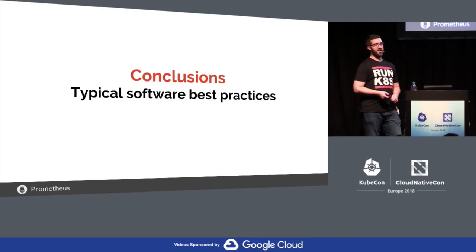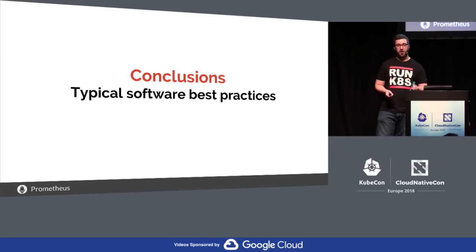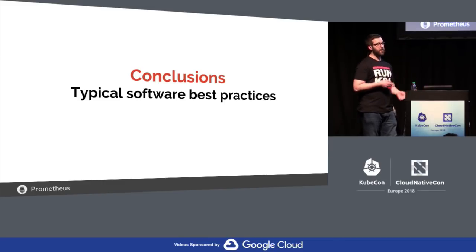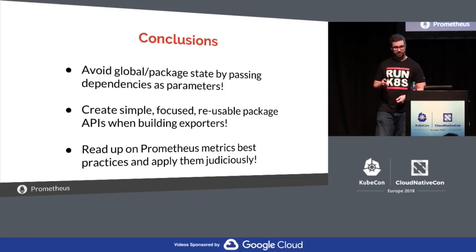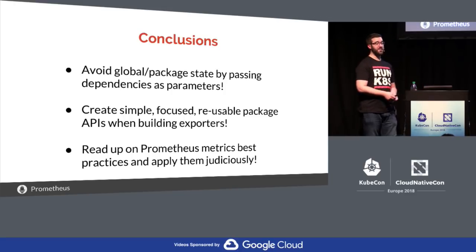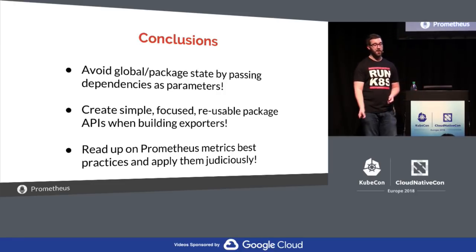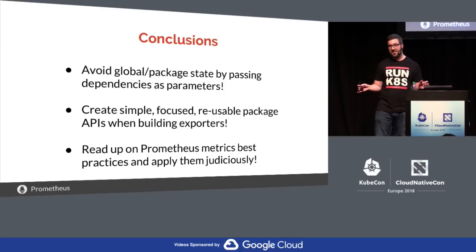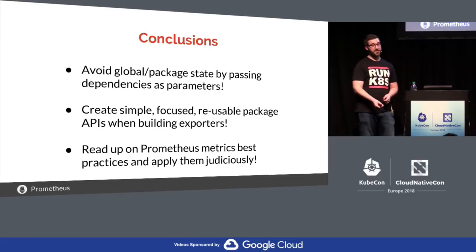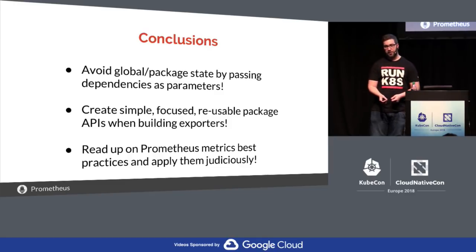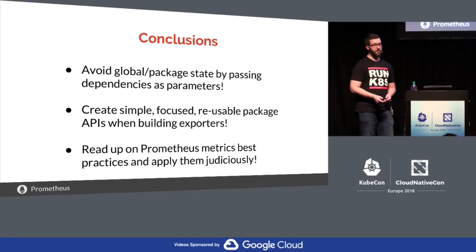So in conclusion, if you're going to build Prometheus exporters in Go, it mostly comes down to a set of typical software best practices. Avoid global and package level state as much as possible and pass your dependencies explicitly as parameters. It's going to make your life much easier in the long run. It makes your code easier to read, easier for your coworkers to review, and easier to maintain in the future.